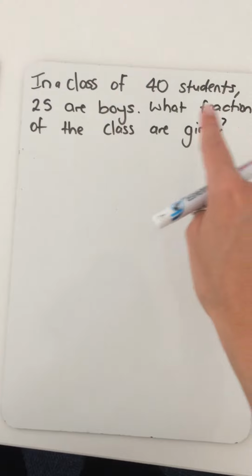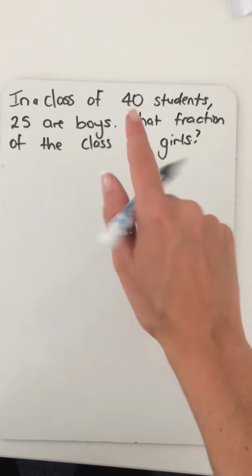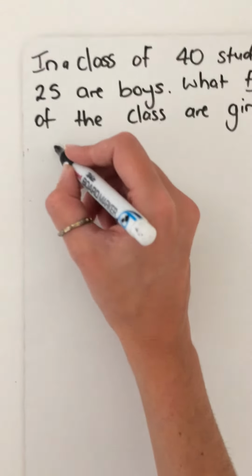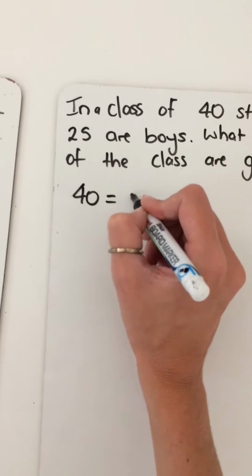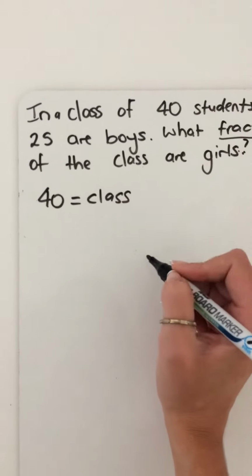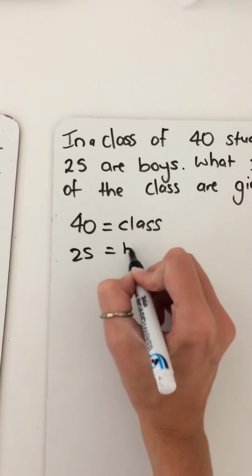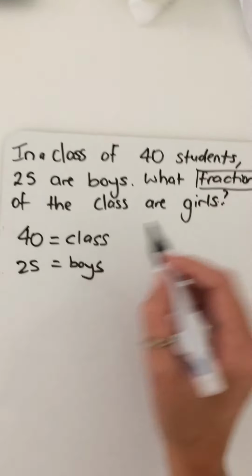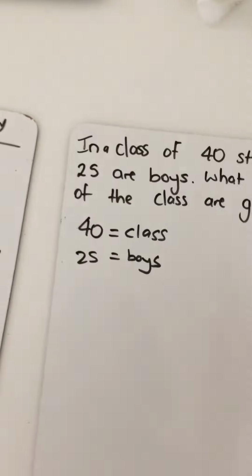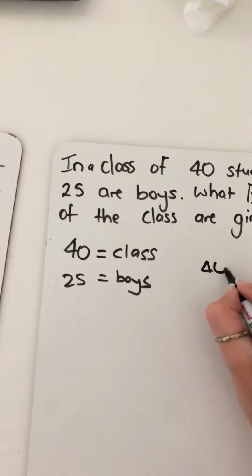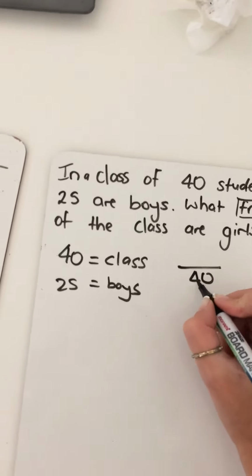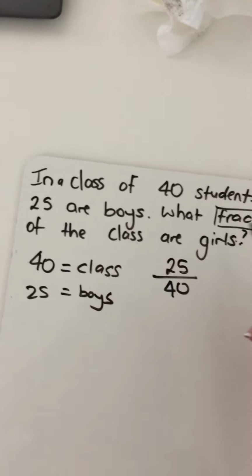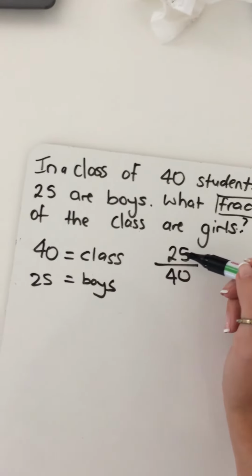In a class of 40 students, 25 are boys. What fraction of the class are girls? It's important that there are 40 students in the whole class, and 25 of them are boys. My question says, what fraction of the class are girls? So I know if there are 40 scholars in the whole class, that's my denominator because that's the total number of people in the class, and 25 of them are boys. So 25 becomes my numerator.